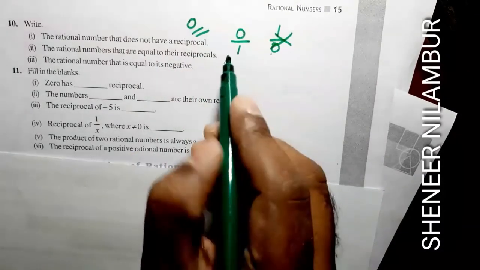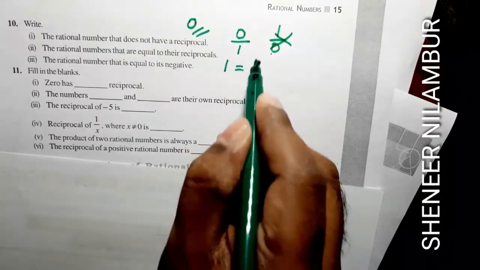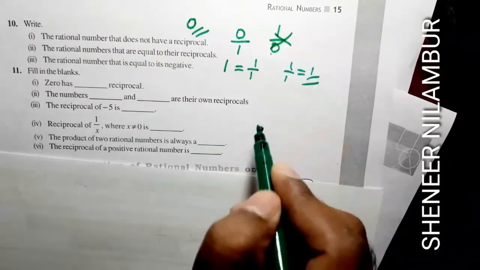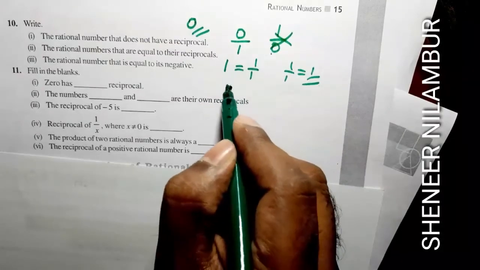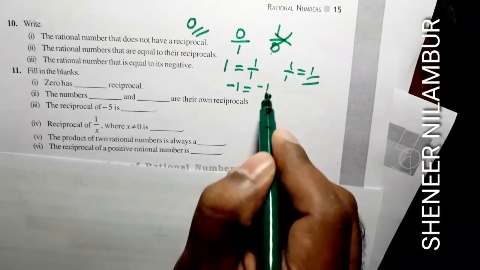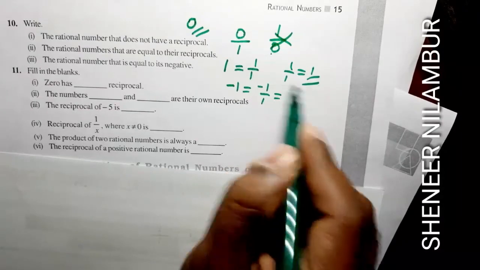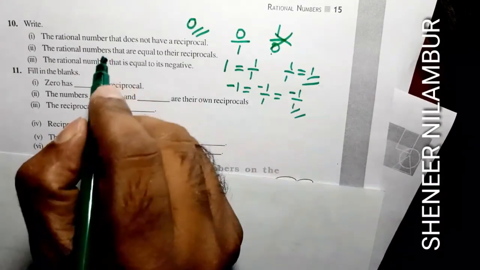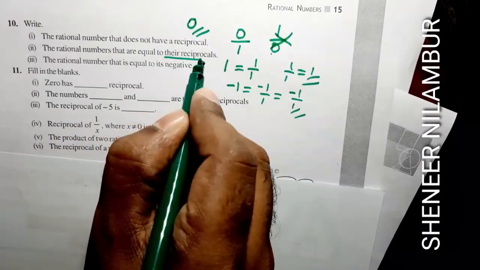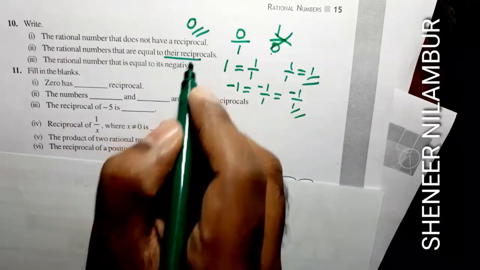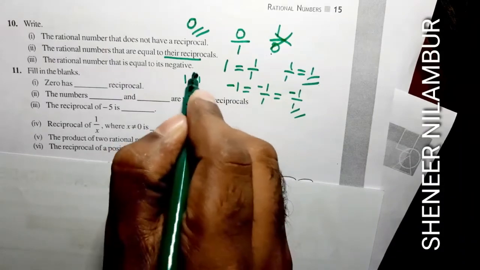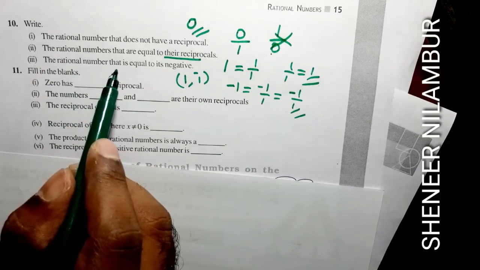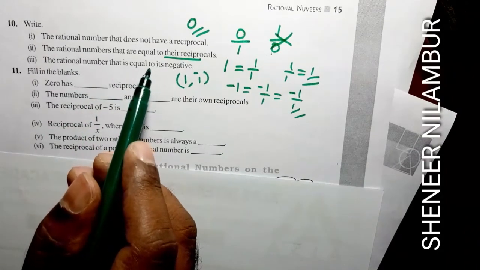Now, the rational numbers that are equal to their reciprocals. As I told you, what is the reciprocal of 1? 1 means 1 by 1. Its reciprocal is also 1 by 1. So, it will be the same number. Similarly, in the case of minus 1 also. What is the reciprocal of minus 1? Minus 1 means minus 1 by 1. So, when the reciprocal is taken, we also get minus 1 by 1. So, what are the numbers equal to their reciprocals? 1 and minus 1.